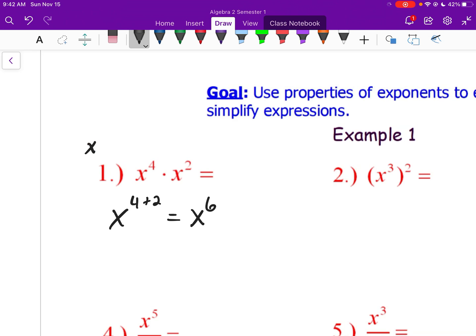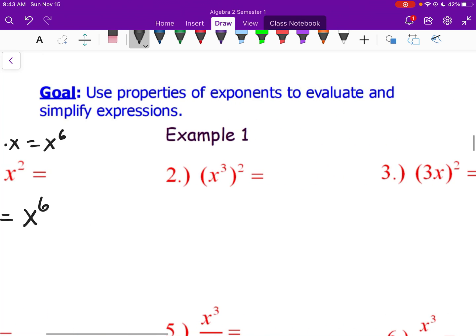Now, let's break this down. x to the fourth, if I expanded that, that's saying x times x times x times x, times x squared, which I can write as x times x. So now we're just saying x times x times x 6 times, which we would write as x to the 6. So that is how that property works.